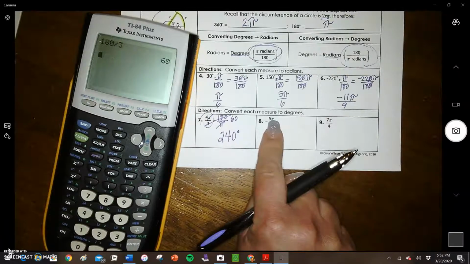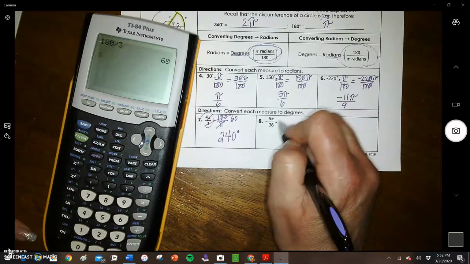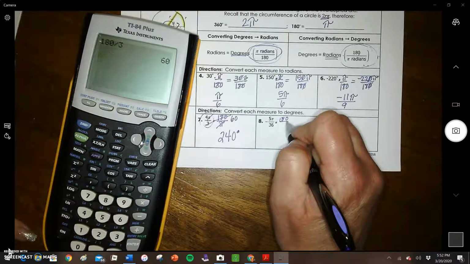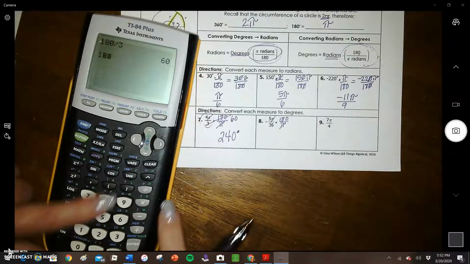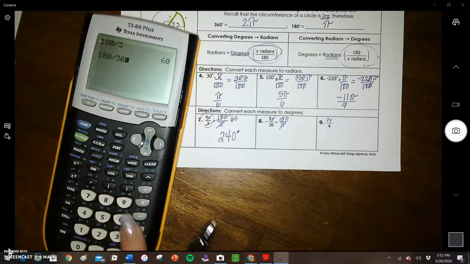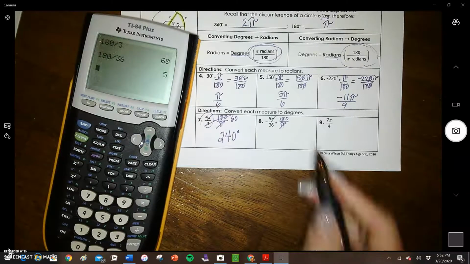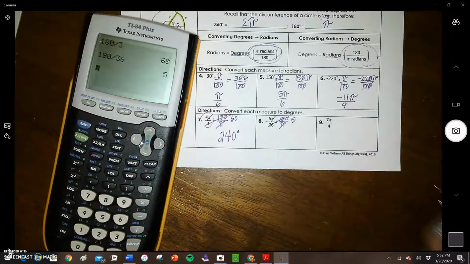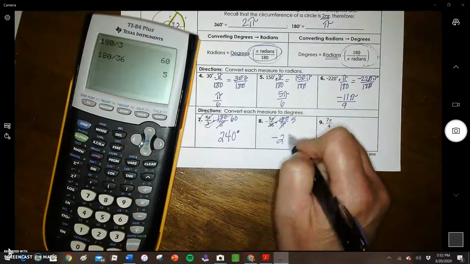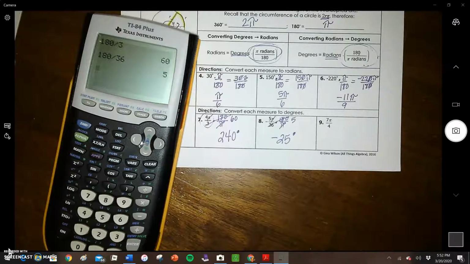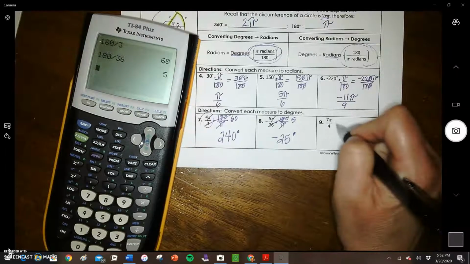So negative 5 pi over 36. Again, I'm going to multiply by 180 over pi. I'm going to cancel those pi's out, and I'm going to keep my fingers crossed that 180 divided by 36 is a nice number. Oh, shoo, it is. So I get a 5, and so negative 5 pi over 36 is the same thing as negative 25 degrees. Okay, let's go do the last one.